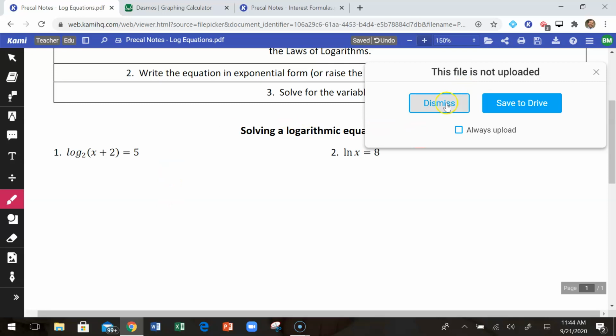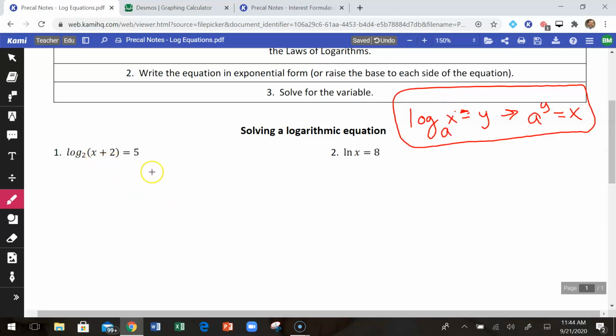So what we have is log base 2 of x plus 2 equals 5. The first thing I'm going to do is rewrite this because I have a single logarithm on this side. I'm going to take the stuff on the inside of the log, which is x plus 2, and set that equal to the base, which is 2, to the exponent of 5. Log base 2 of x plus 2 equals 5 means x plus 2 is equal to 2 to the 5th power. And then I'm just going to evaluate 2 to the 5th, which is 32, subtract 2, and we get that x is equal to 30.